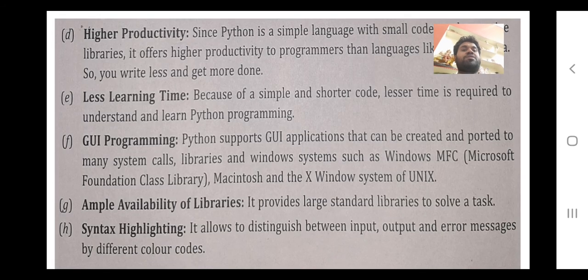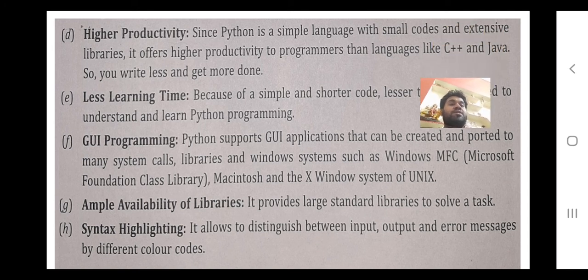Now talking about high productivity. In this higher productivity, the programmer has less to write and gets more done. Means in C language and Java, that is also a high productivity language, and similarly Python also. In this the codes are very small, and the user can easily use this and get more results.